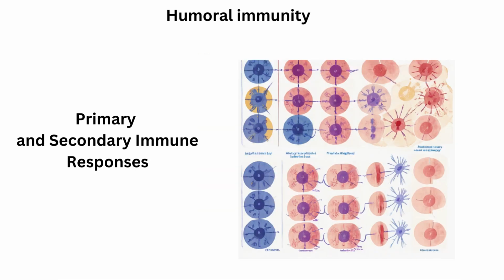Primary and secondary immune responses. The first encounter with an antigen, e.g., during an initial infection, leads to a primary immune response. Subsequent encounters result in a secondary immune response, which is more rapid and effective due to the presence of memory B cells.